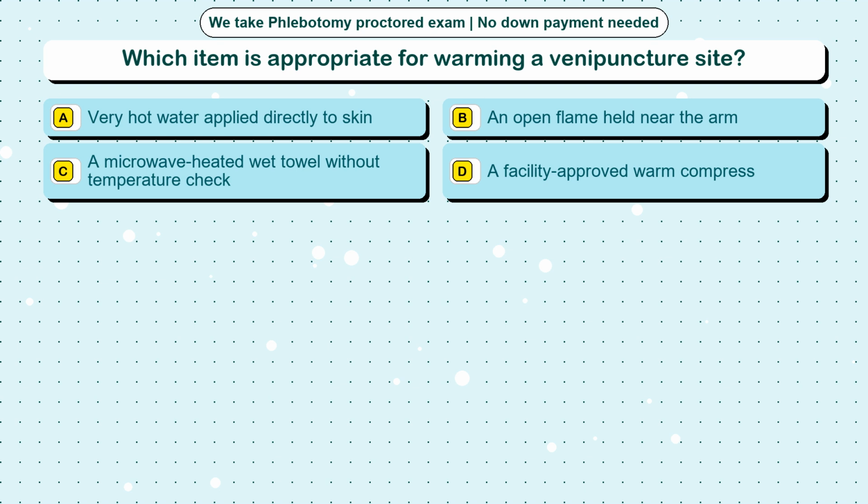Question 89. Which item is appropriate for warming a venipuncture site? Option A, very hot water applied directly to skin. Option B, an open flame held near the arm. Option C, a microwave-heated wet towel without temperature check. Option D, a facility-approved warm compress.